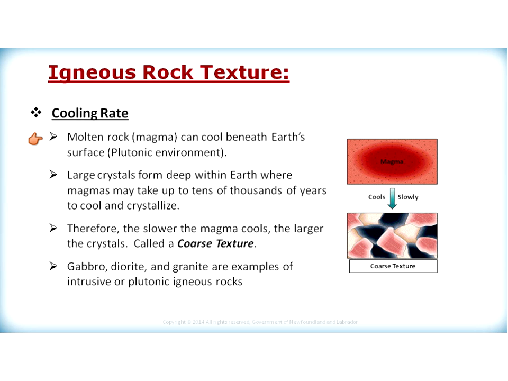Molten rock, namely magma, can cool beneath Earth's surface in a plutonic environment. Large crystals form deep within the Earth, where the magmas take up to tens of thousands of years to cool and crystallize. Therefore, the slower cooling of the magma results in larger crystals being formed. These larger crystals form what we call a coarse texture. Some examples of rocks that form in a plutonic environment are gabbro, diorite, and granite.